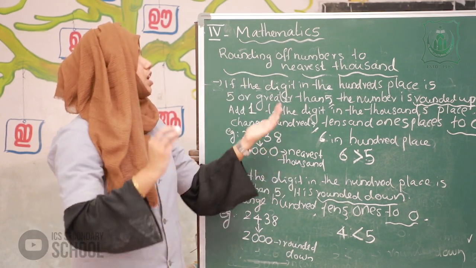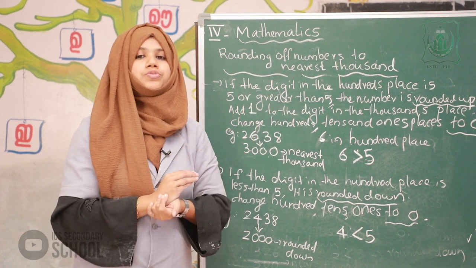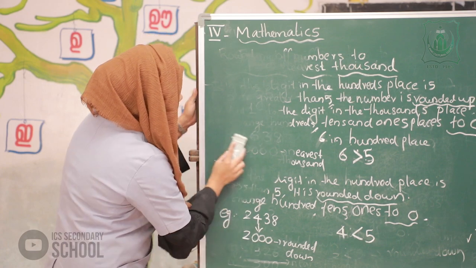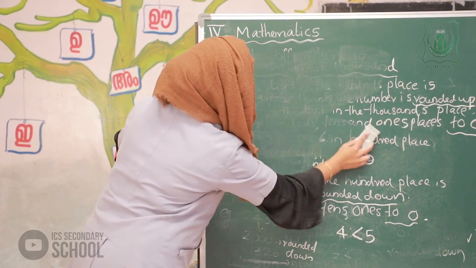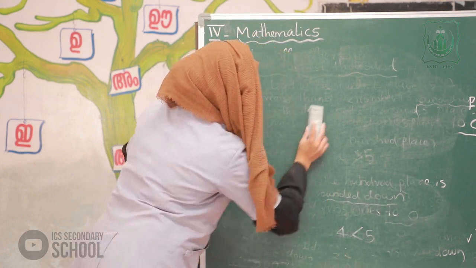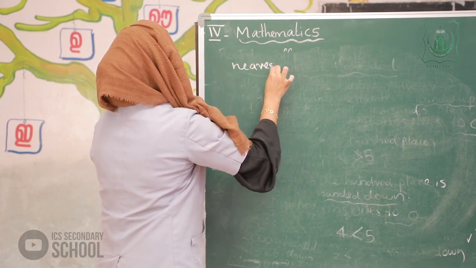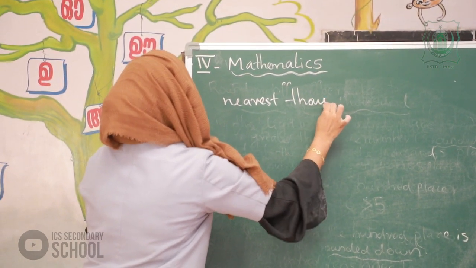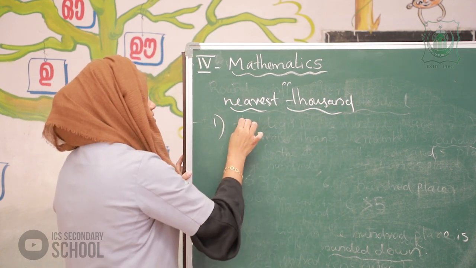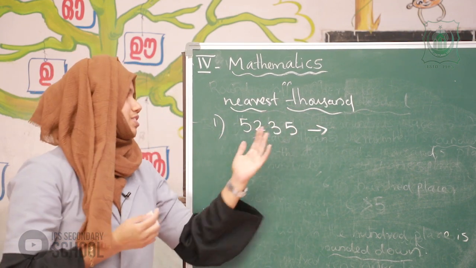Okay, this is about rounding of numbers to nearest thousand. This is the last part of rounding off numbers, and I have some examples related to this topic. So, nearest thousand. The first number is 5235. Which is the nearest thousand of this number?